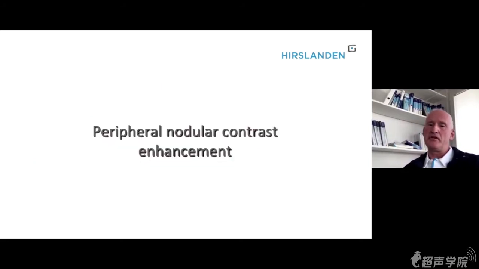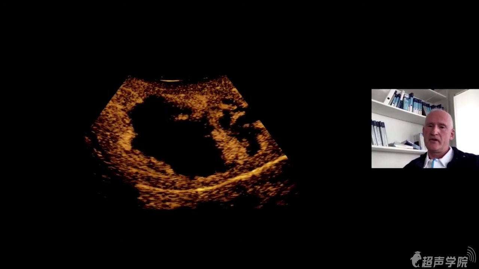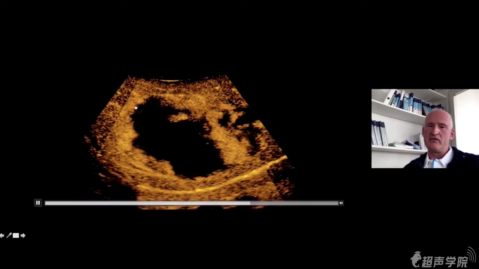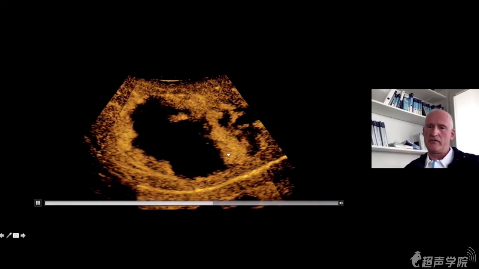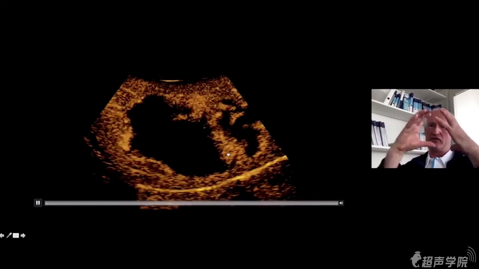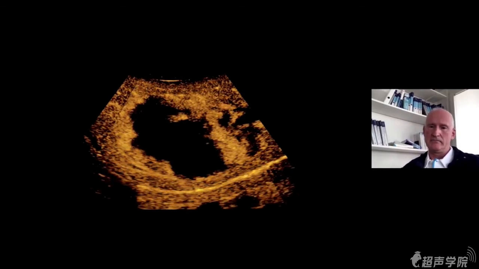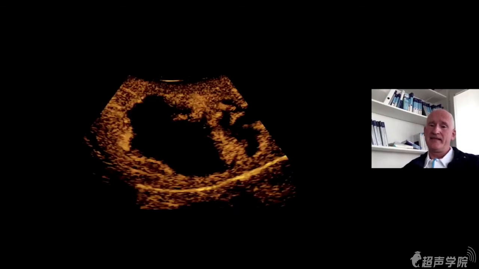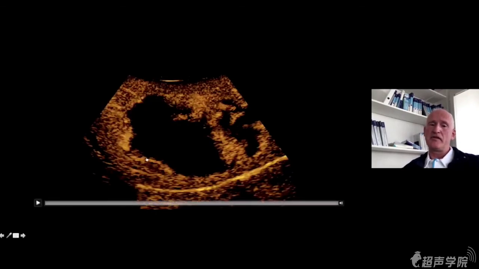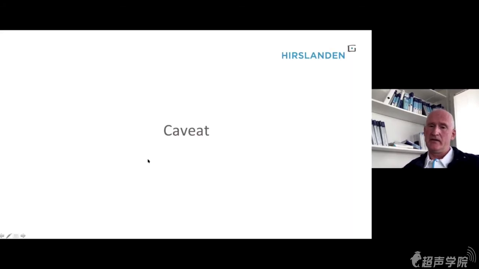The peripheral nodular contrast enhancement, you can nicely see here. Peripheral nodular contrast enhancement is a typical feature of hemangioma, with a centripetal fill-in. Be aware that these peripheral nodules stay hyper-enhancing.